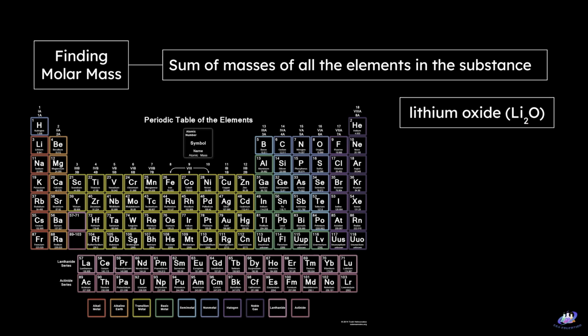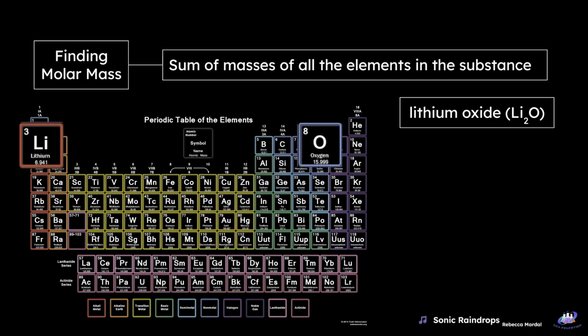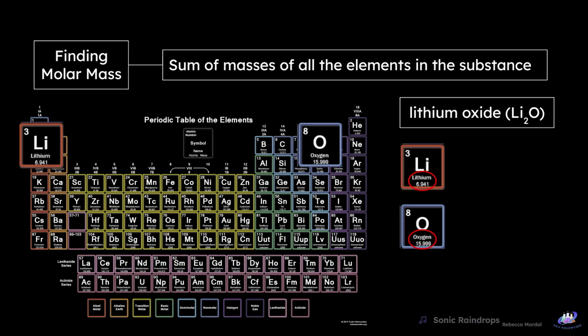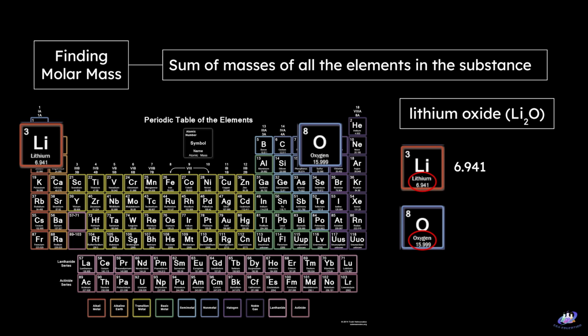But what if we had a compound, such as lithium oxide? Well, we still need to identify the atomic masses of each of our elements. So let's find lithium, atomic number 3, and oxygen, atomic number 8. Lithium has an atomic mass of 6.94, and oxygen has an atomic mass of 15.99. So if we wanted to find the molar mass, we would need to add these together.